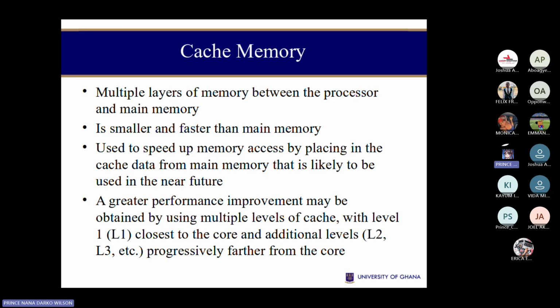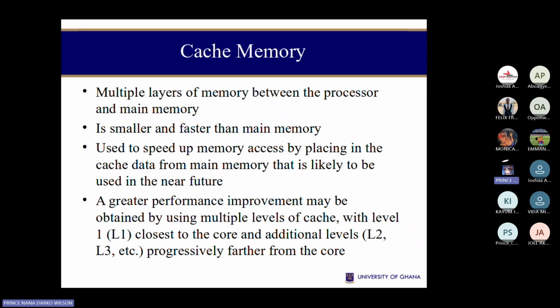A cache memory: multiple layers of memory between the processor and the main memory. They are smaller and faster than the main memory. They are used to speed up memory access by placing in the cache data from main memory that is likely to be used in the near future. So they are like a reference point, and then they shorten the distance that the CPU has to travel to retrieve memory.